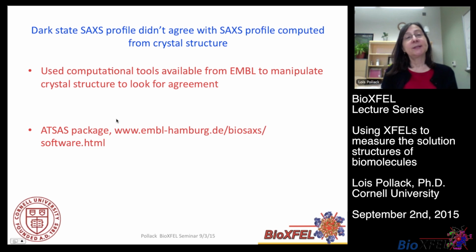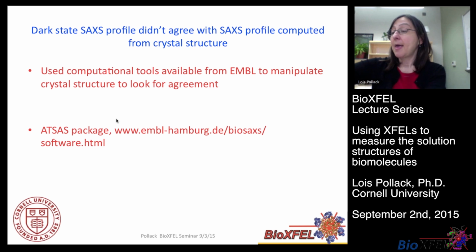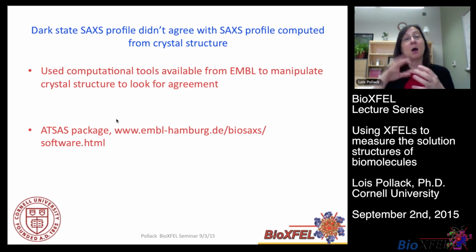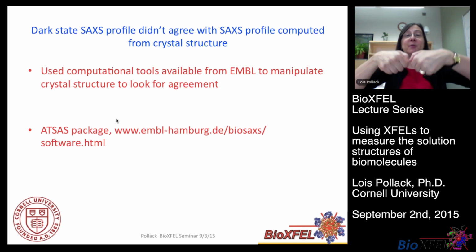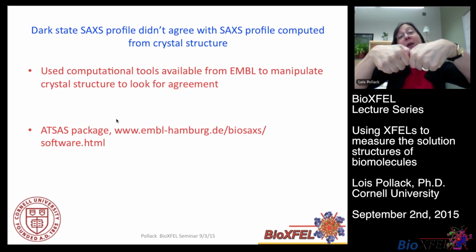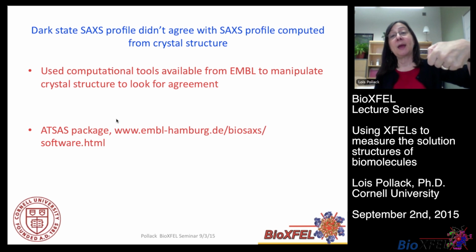So then we decided to start looking at structures to figure out what was going on here and to try to interpret our results. We looked at the dark state SAXS profile, and we tried to fit our scattering profiles, and it turns out that they didn't agree at all with the SAXS profile computed from the crystal structure. First of all, remember that the crystal structure was a dimer that looked something like this. We got much better agreement when we took one of the monomers away. We just had a monomer in there.